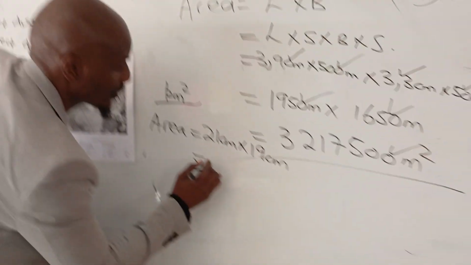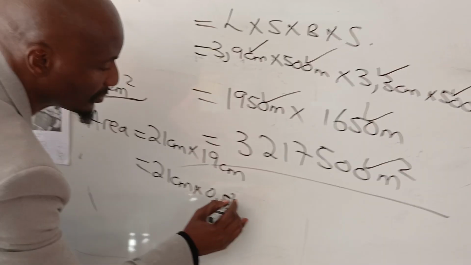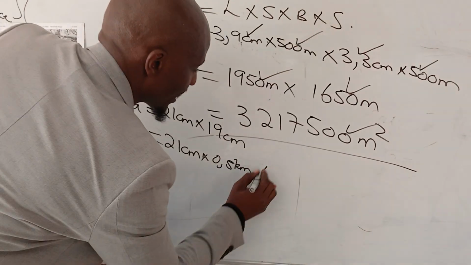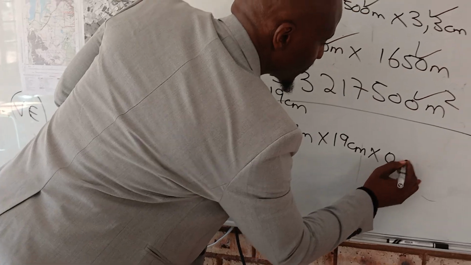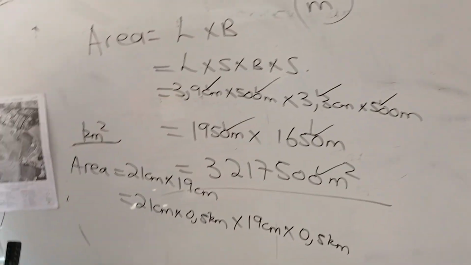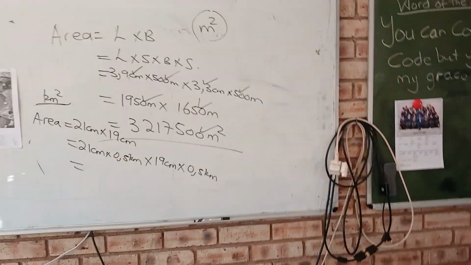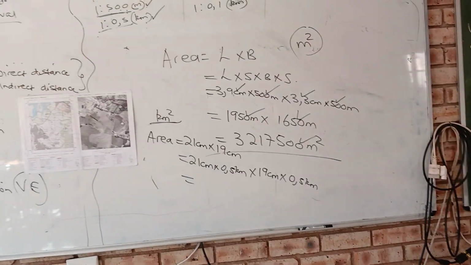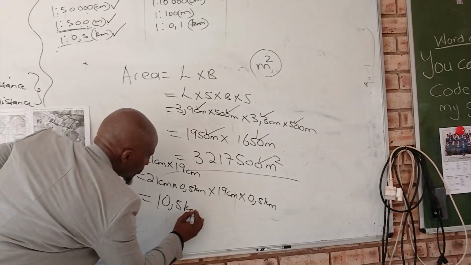So I've got 21 centimeters. I'll multiply by 0.5 kilometers because my answer is supposed to be in square kilometers. Then I'll multiply by 19 centimeters multiplied by 0.5 kilometers. My answer is supposed to be in square kilometers. What is my 21 centimeters by 0.5? So I'll do the multiplication. 21 multiplied by 0.5. What is the answer? It is 10.5. Yeah, I'll have 10.5 kilometers.